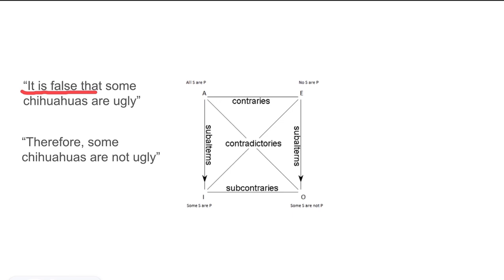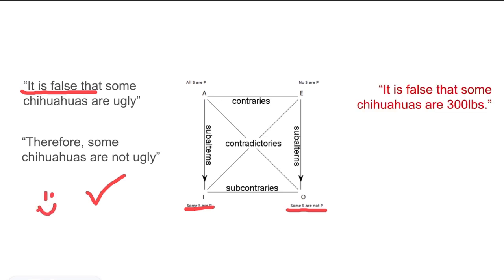So if the subcontrary relationship means that at least one must be true, it seems as though both of these statements are true. It is false that some chihuahuas are ugly, some S are P. Therefore, some chihuahuas are not ugly. Some S are not P. Oh, checks out. Checks out.